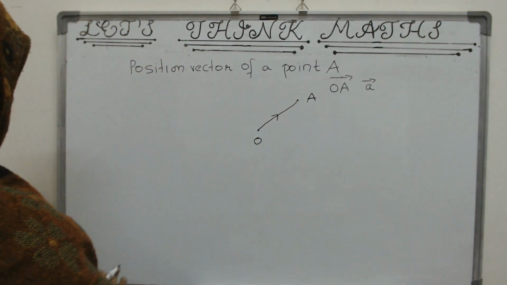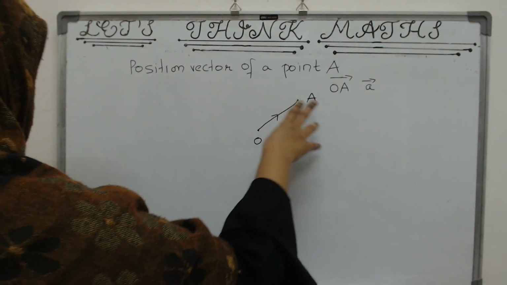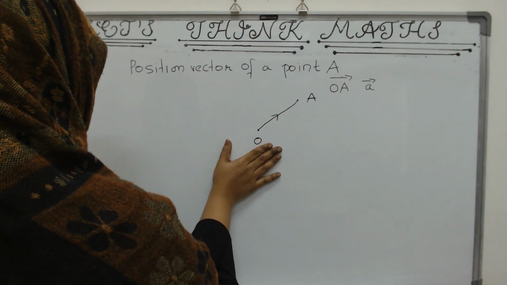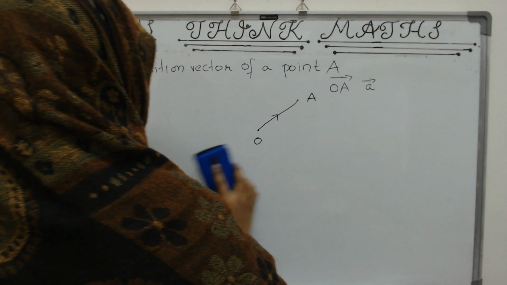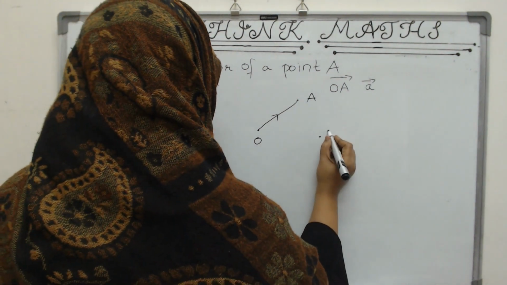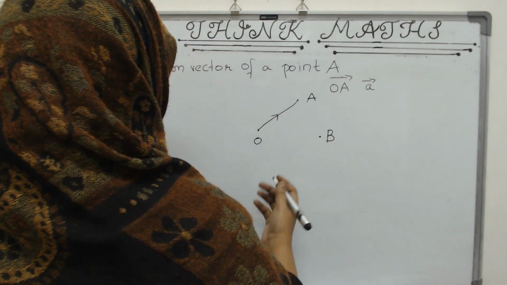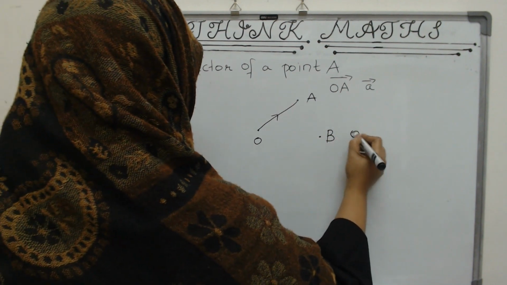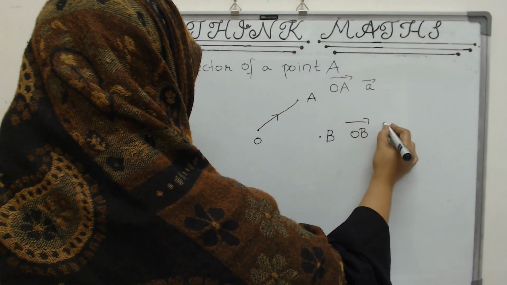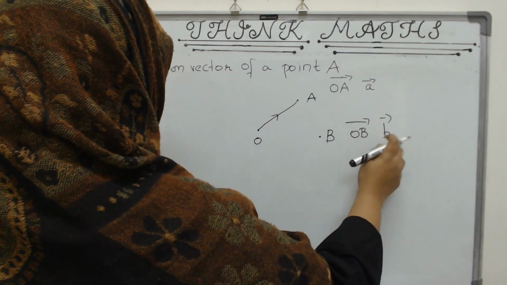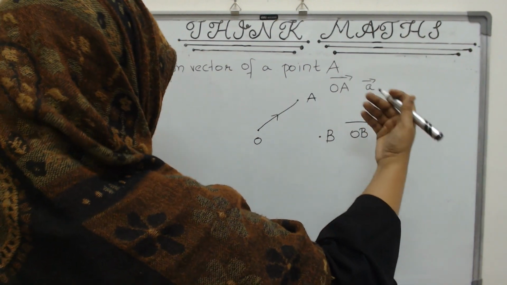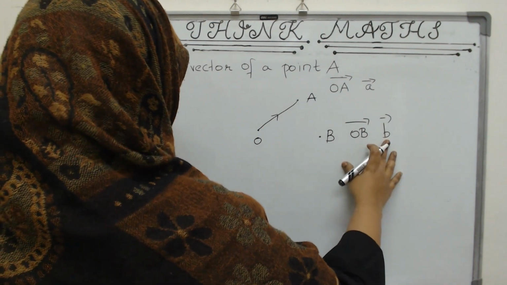So a position vector of a point gives its location with respect to a fixed point, and it is represented by OA. And the same thing with B. Consider another point B. What is the position vector of B? We can write it as OB. This one I'm just randomly choosing. You can take any number you want, any alphabet you want. There is no problem with that.